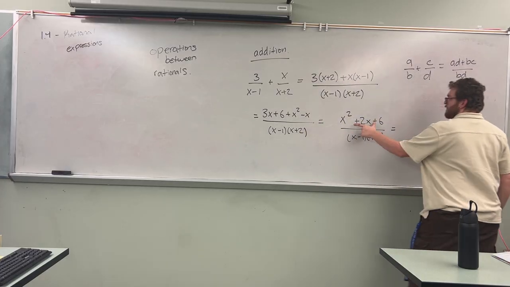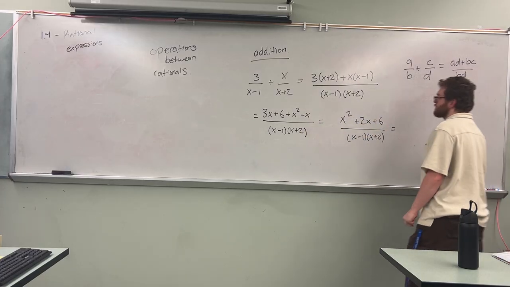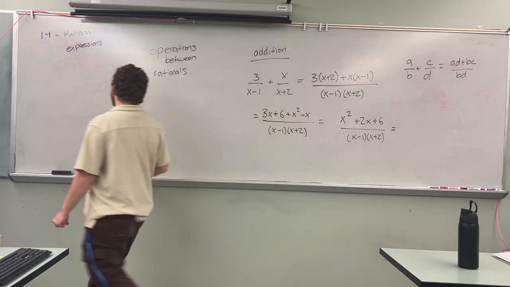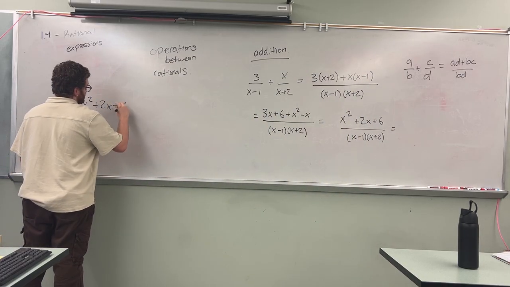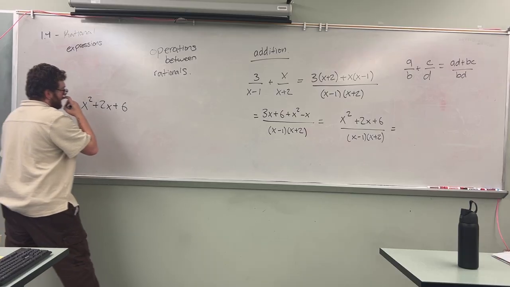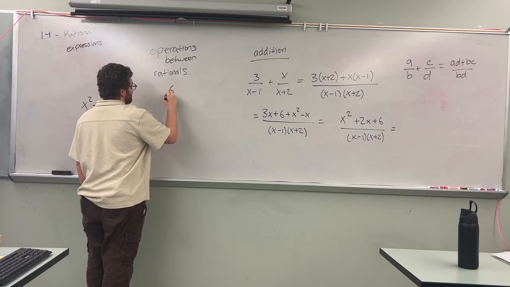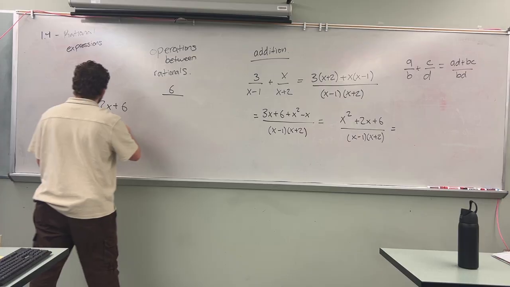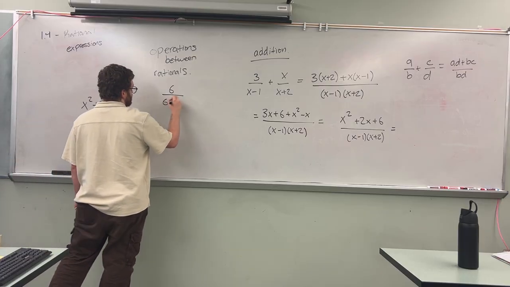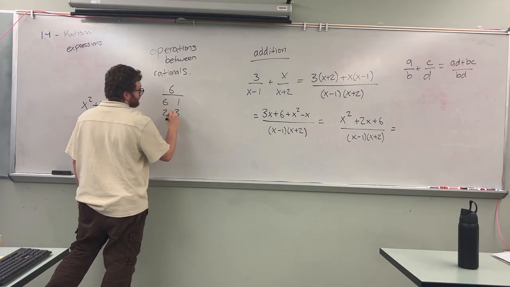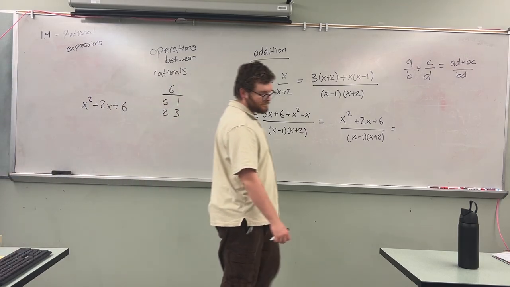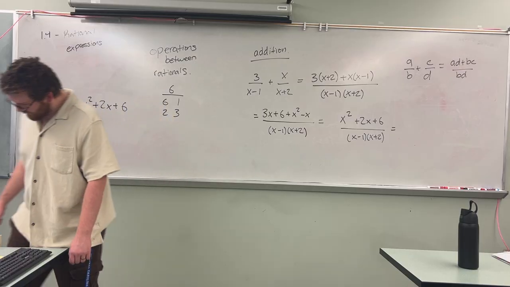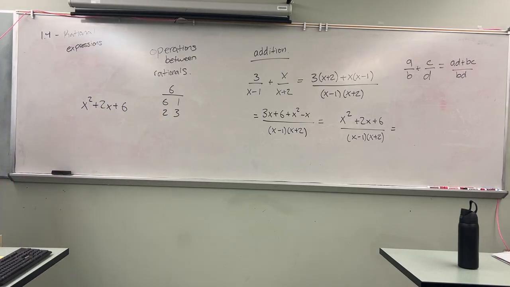All right, I want to factor this top part. So I'll go over here and I'll factor it. x squared plus 2x plus 6. I want the factors of 6 that add to 2. This is going to be 6 and 1, 2 and 3. Oh, that doesn't actually have any really nice factors. Nope. And I don't think I factored it well either. No, because it doesn't have nice factors.